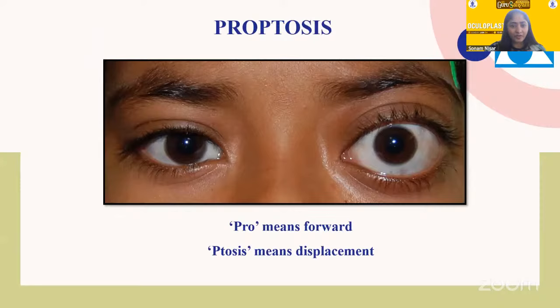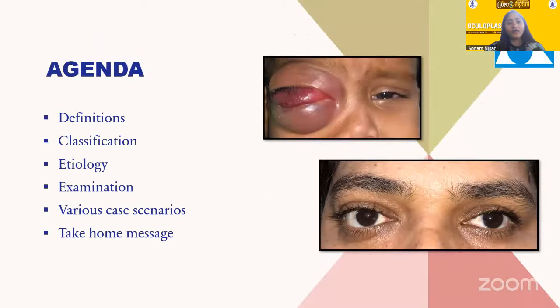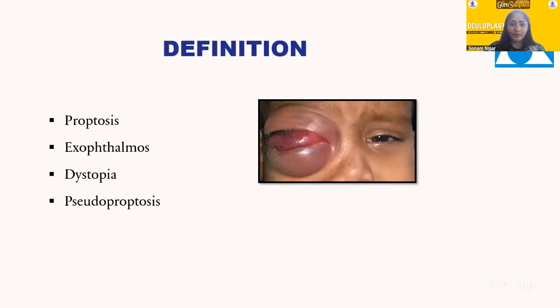So yes, this can come as a long case for the postgraduates for examination as well as a long question. So let's move on to an approach to a case of proptosis. So what is proptosis first? Pro means forward and ptosis means displacement. So it's a forward displacement of the globe. Today, we're just going to cover the definitions, the classification, etiology, a detailed examination, and a few case scenarios and take-home messages for the postgraduates.